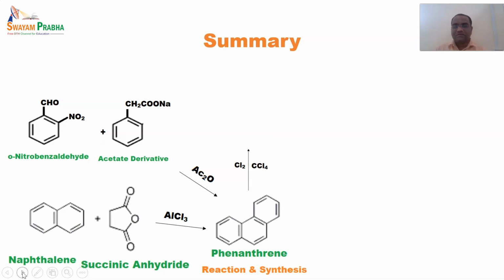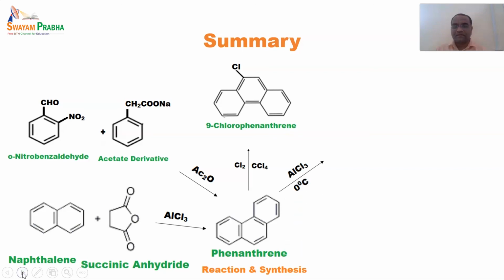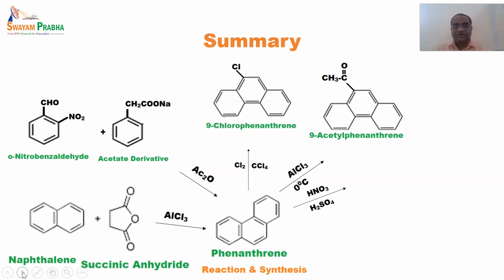And after that, we have seen some reactions of phenanthrene. So the first reaction we have seen is halogenation. So at the 9th position, chlorine has been substituted. We get 9-chlorophenanthrene. After that, in presence of AlCl3 at 0 degrees Celsius with acetyl chloride, so this is nothing but a Friedel-Crafts acylation, we get a product that is 9-acetyl phenanthrene. Acetyl group has been substituted at the 9th position.